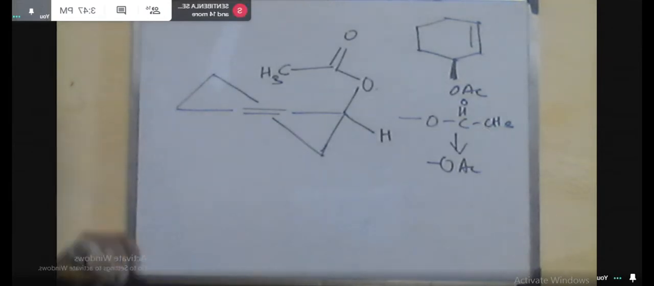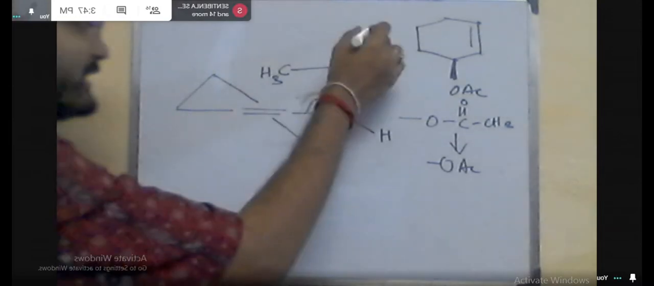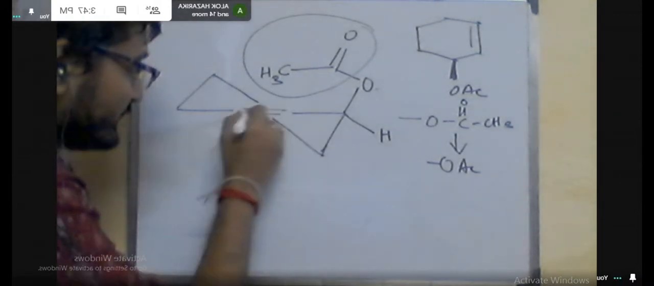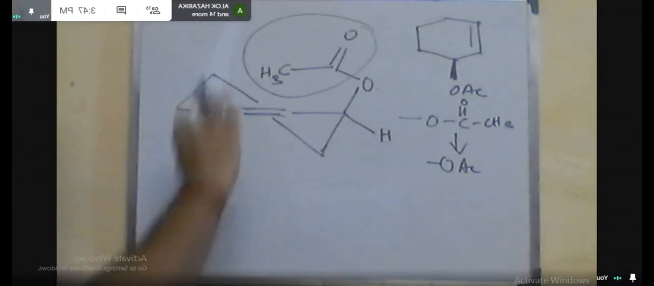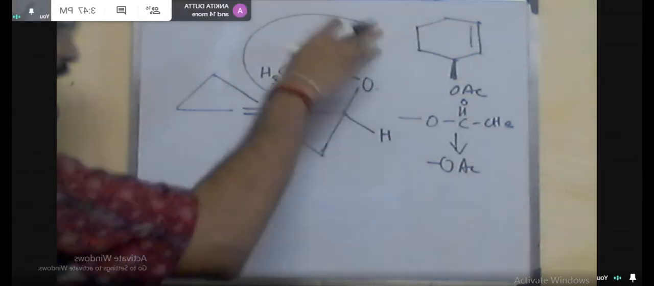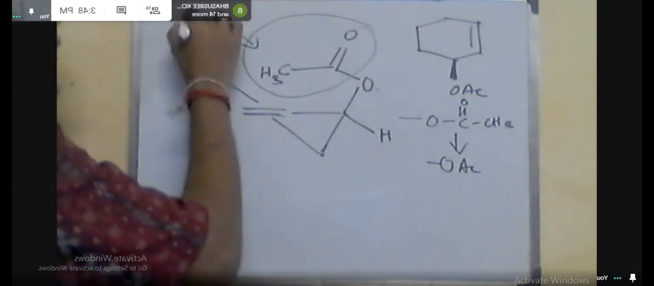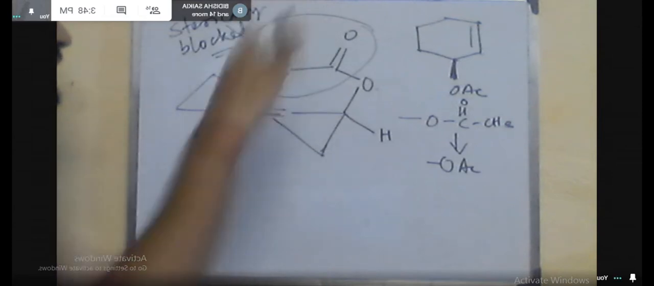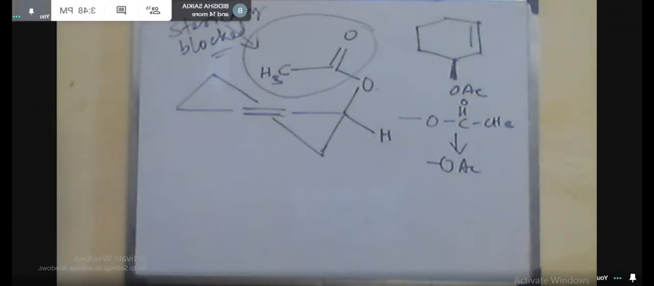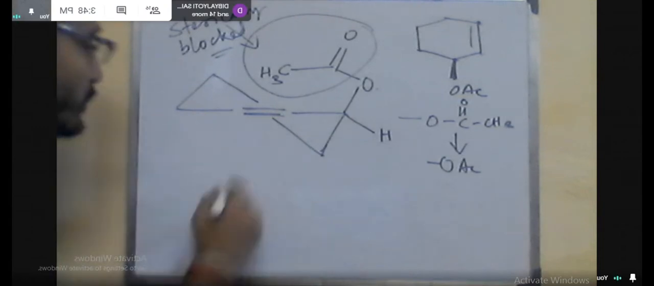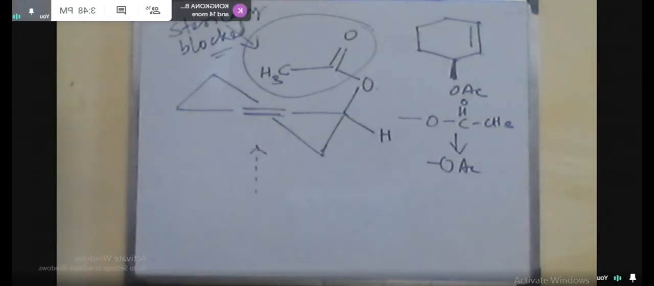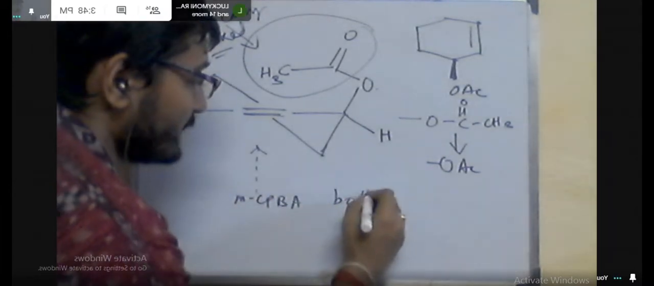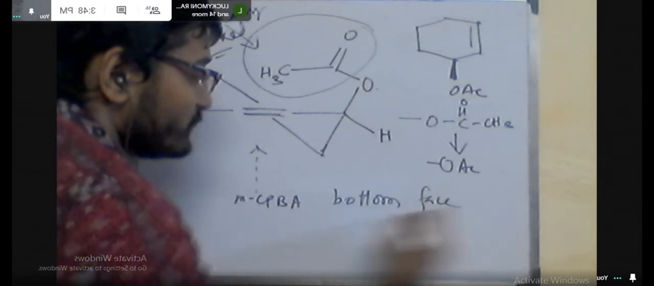blocked, then that means the top face is actually inaccessible. So the MCPBA is bound to attack from the bottom face to avoid the steric repulsion. That means in this case the transition state will be just the inverse. So that means it is the simple mechanism, with no formation of intermolecular hydrogen bonding.